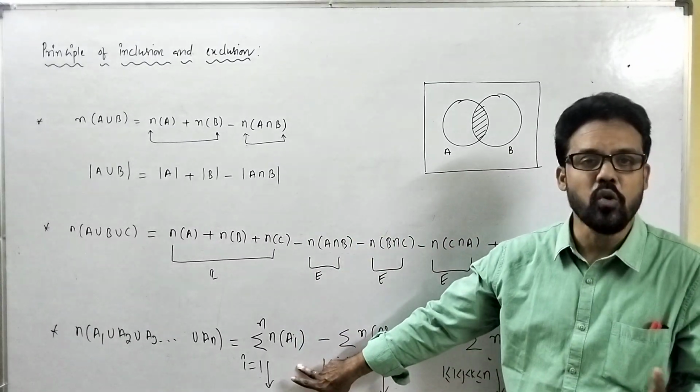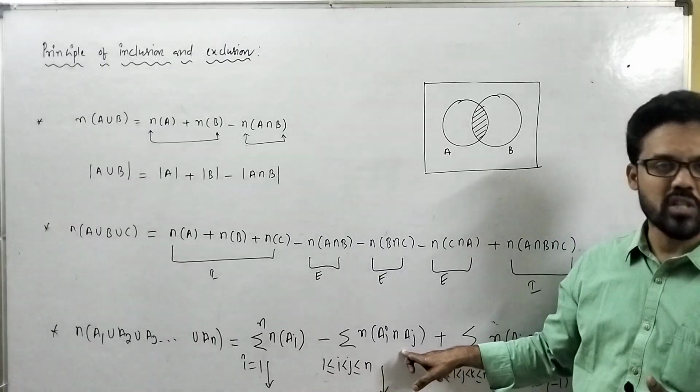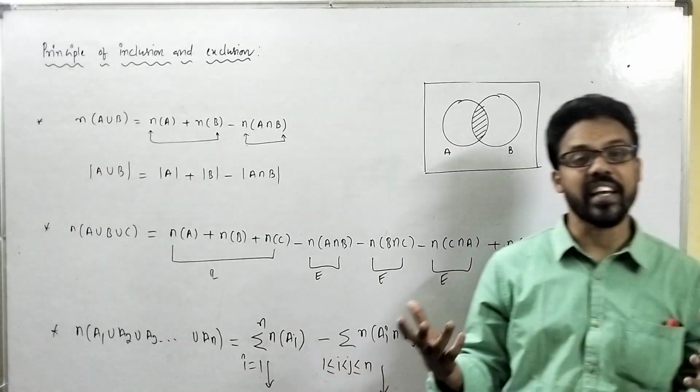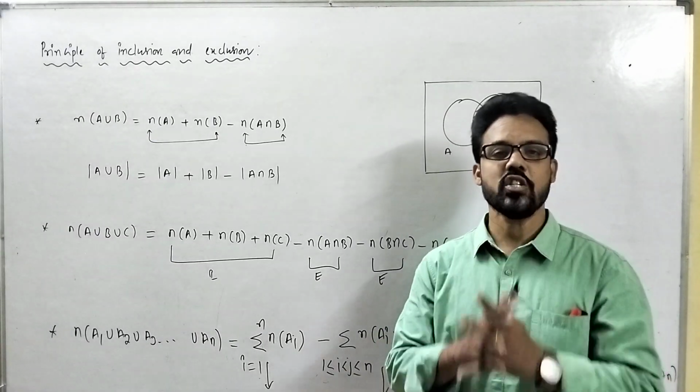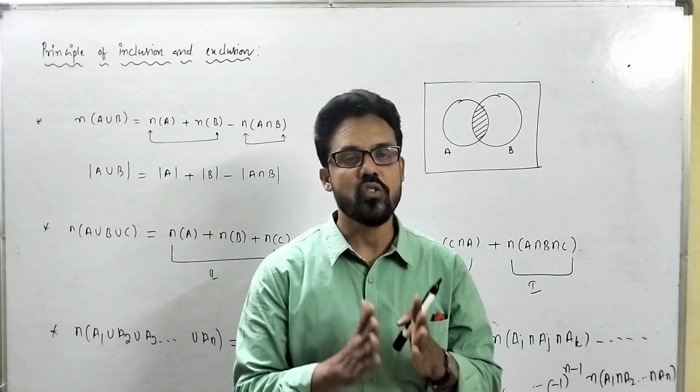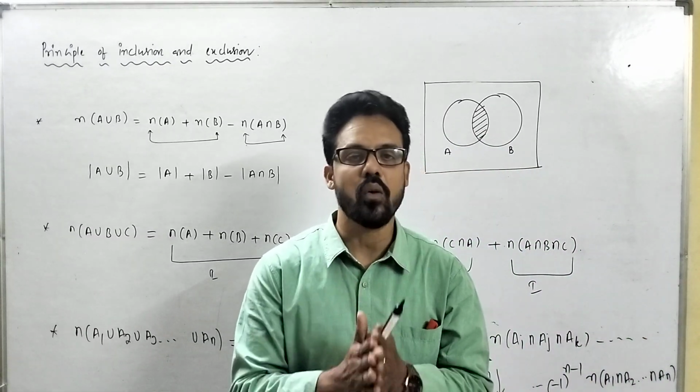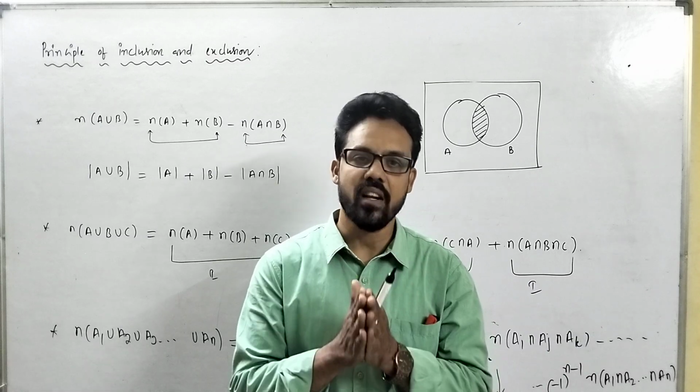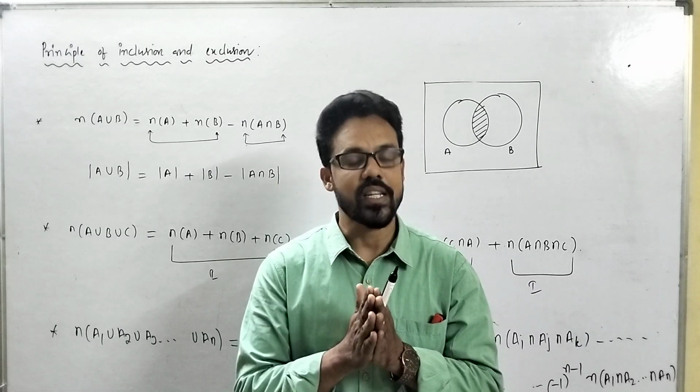The first one is inclusion. The next one is exclusion. Again inclusion and again exclusion. The application of this inclusion exclusion plays a vital role in permutations and combinations and in other chapters also.